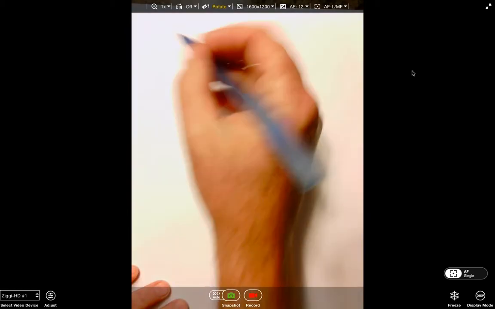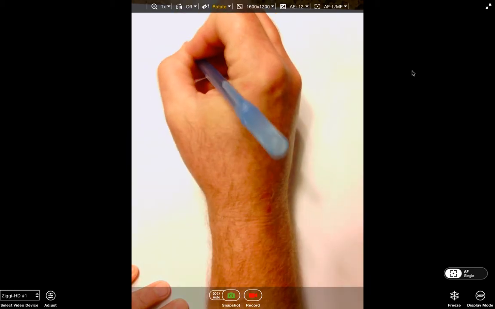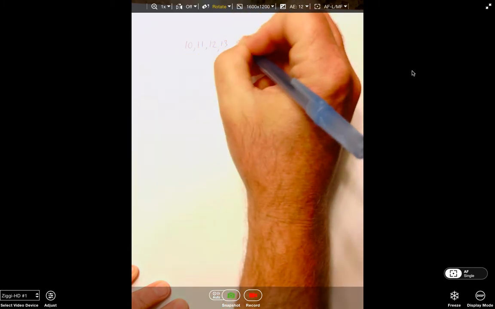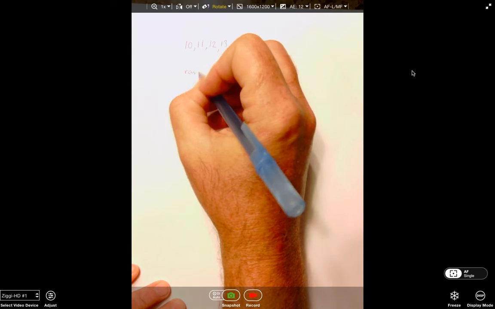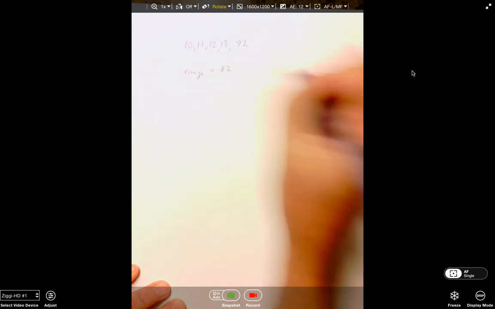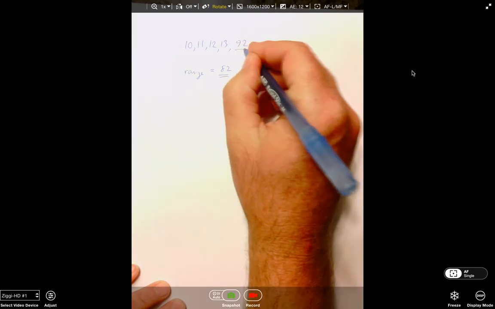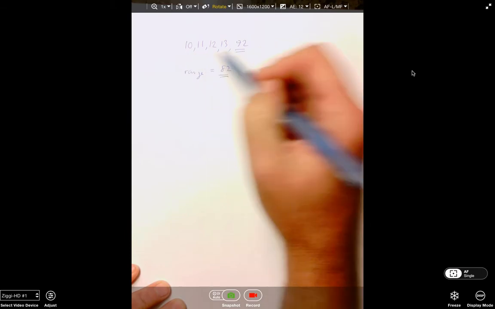Now, why does that even matter when it comes to the range? Well, guys, imagine if we had the following scores: 10, 11, 12, 13, and 92. Our range here would be 82, but you can see that this value is kind of artificially inflated simply because of this one value. Well, this 92 is clearly outside the range of 10, 11, 12, 13.